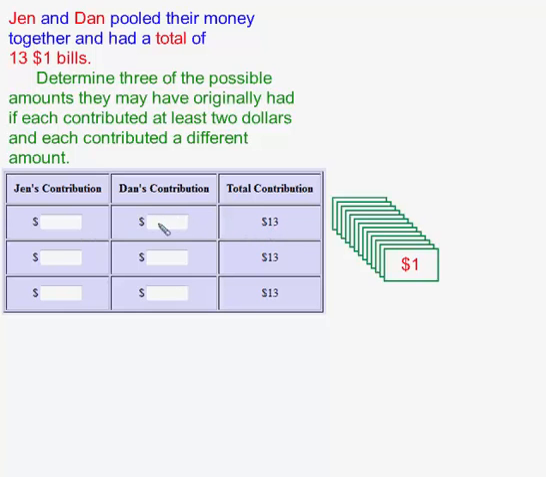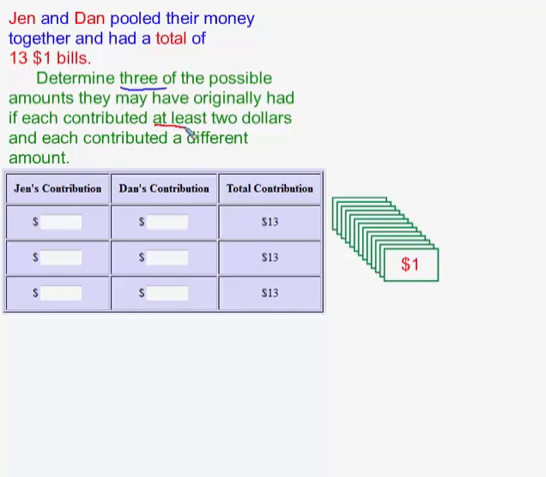There's many ways this could happen, but we need to only determine 3 of the possible amounts they may have originally had if each contributed or gave at least $2 and each gave a different amount. So I'm going to start by dragging these dollar bills, but then I'm going to show you that you need nothing more than a pencil and paper to learn the concept that's working in this problem.